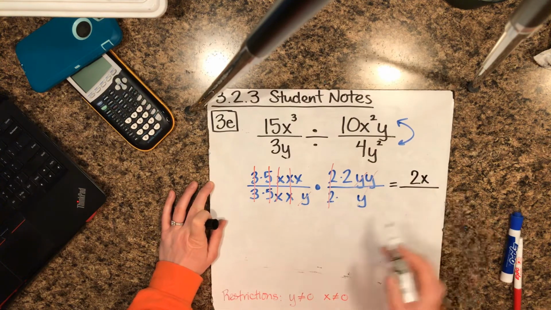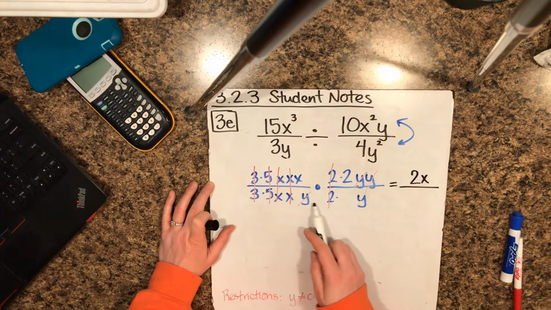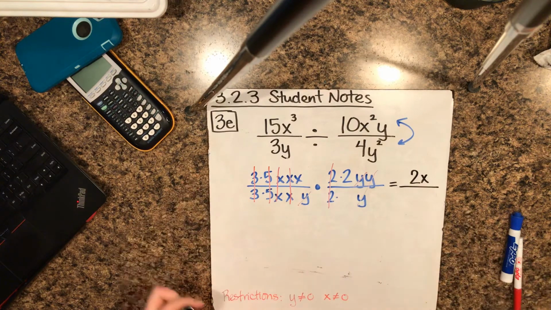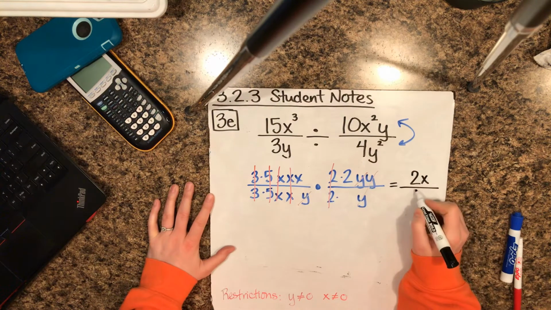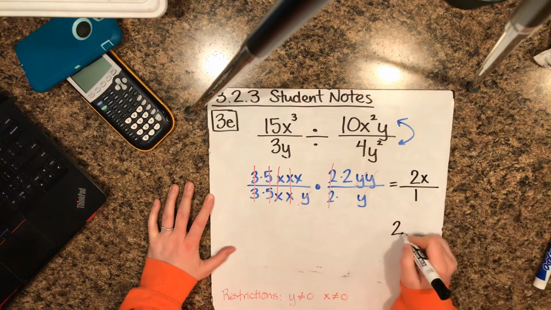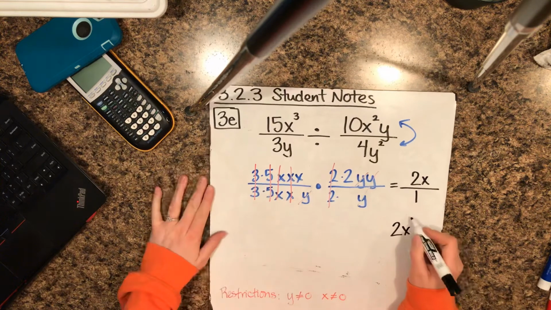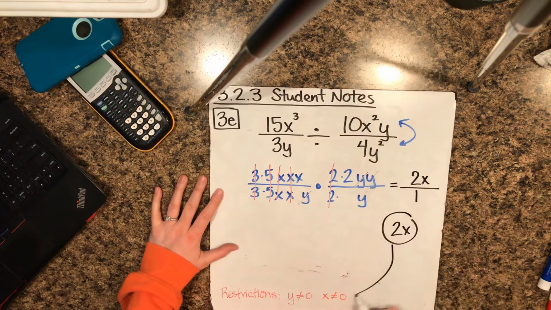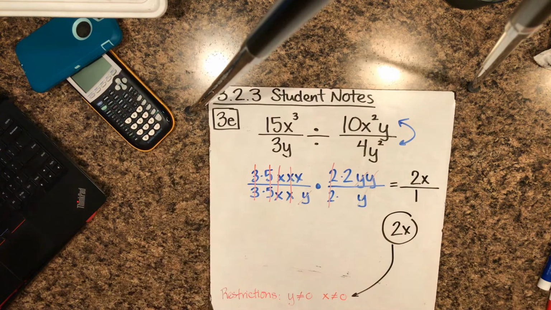On the bottom, what is remaining? Nothing. If nothing remains on the bottom, that's just a 1. We need a placeholder. We can't have it as 0. So this whole thing, this crazy division problem, equals 2x, and x and y each cannot equal 0.